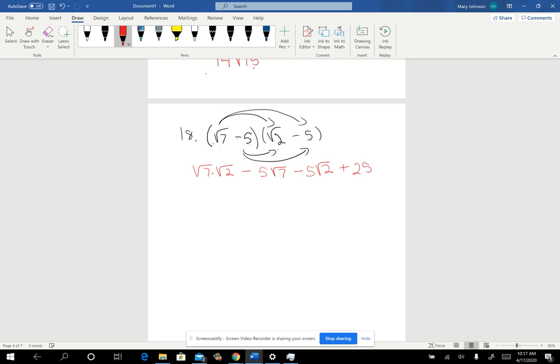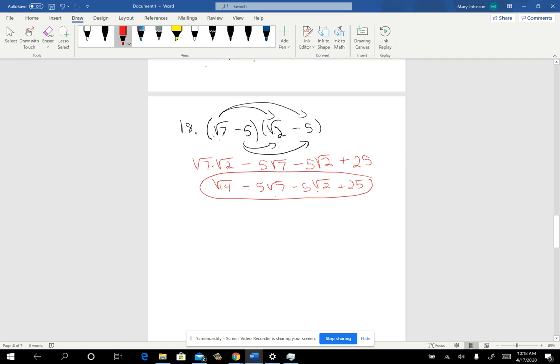The square root of 7 and the square root of 2 are both inside, so they can be put back together underneath. But then these are not like radicals, so you can't combine them because they don't have exactly the same radical part. And so it turns out you get 4 terms, okay?